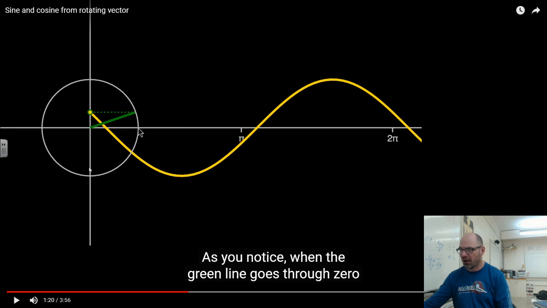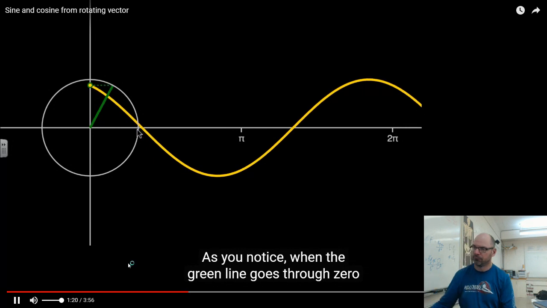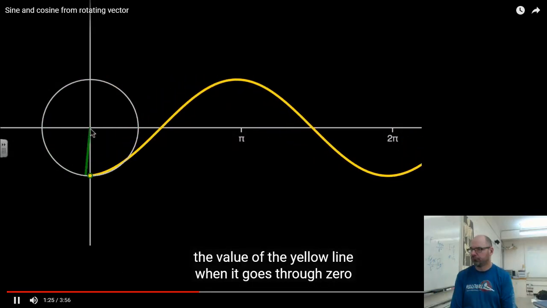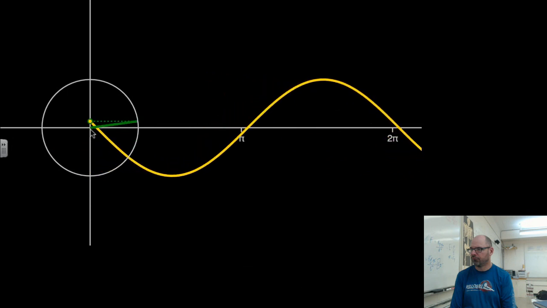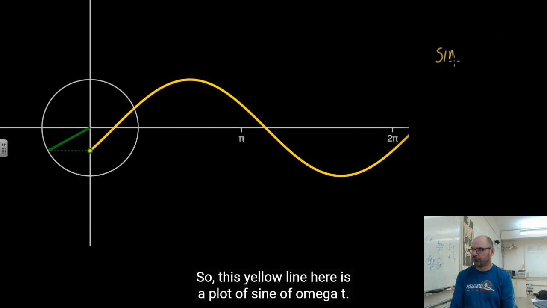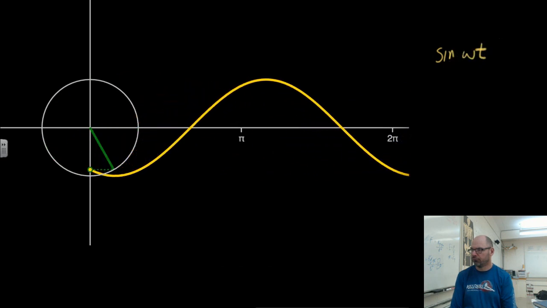He's plotting y versus the rotation of the vector here. And he'll do this for cosine as well, which is another shape that we'll look at. 0 right there. Let's wait till it comes around again. The value of the yellow line when it goes through 0 is 0. So this yellow line here is a plot of sine of omega t.